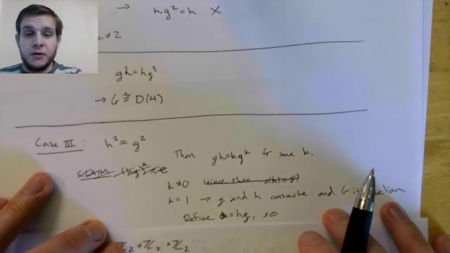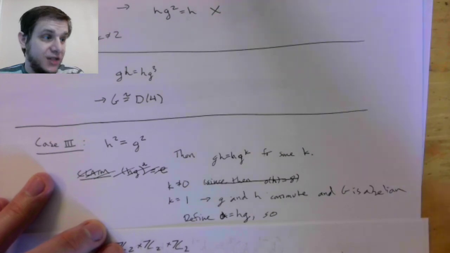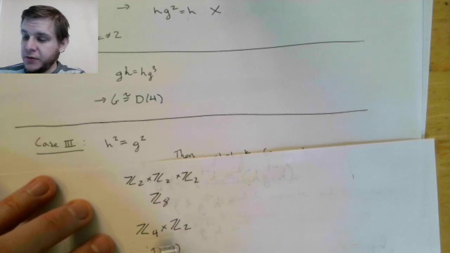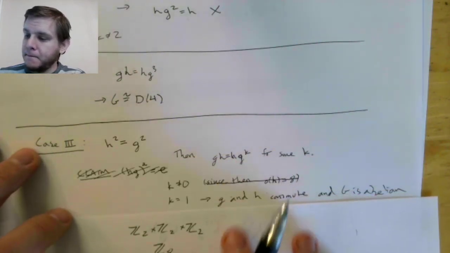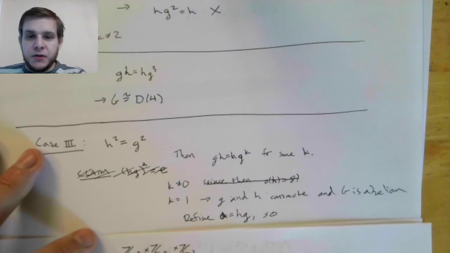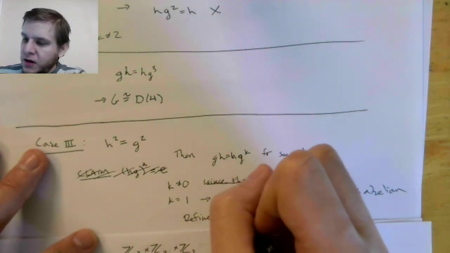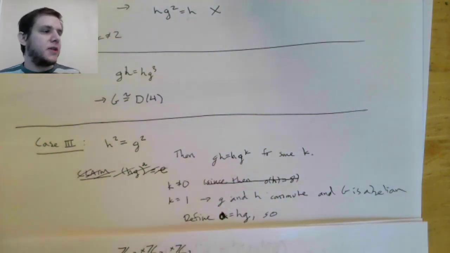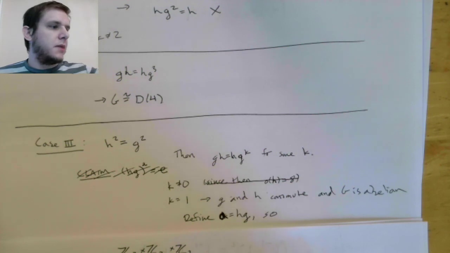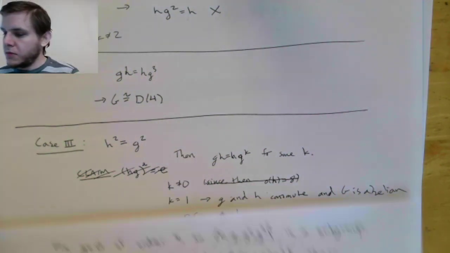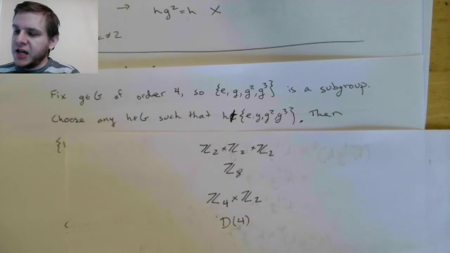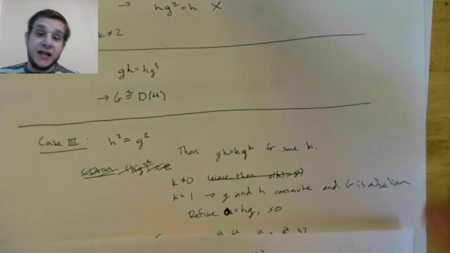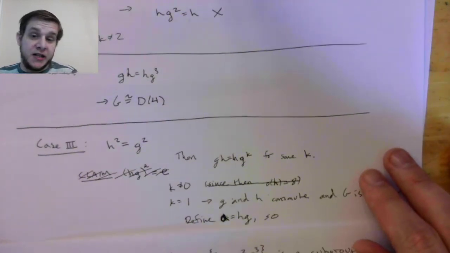So now I want to actually prove that we're back in Z2 cross Z4 cross Z2. We've already seen this group, it's this one. So how do I do this? Well, I'm going to go back and define a new element, A equals H times G. At some point, I chose an element H in my construction. Choose any H that's not one of these things. So I could have chosen A instead, because A is also an element that's not in this set.